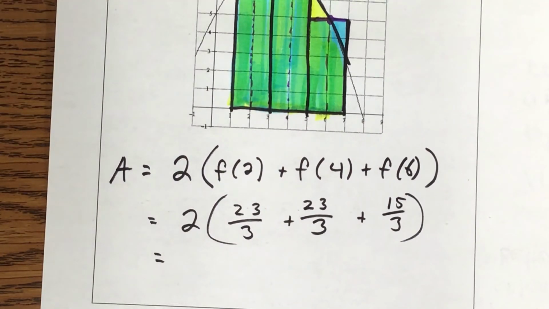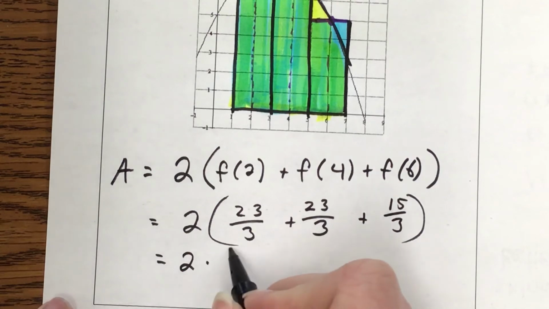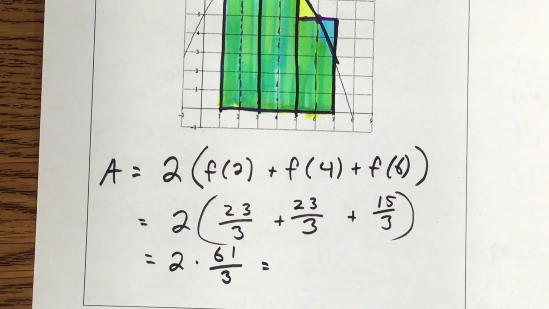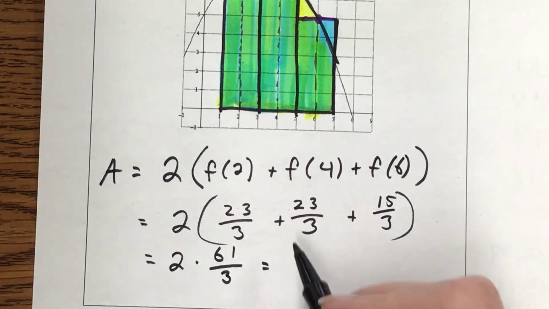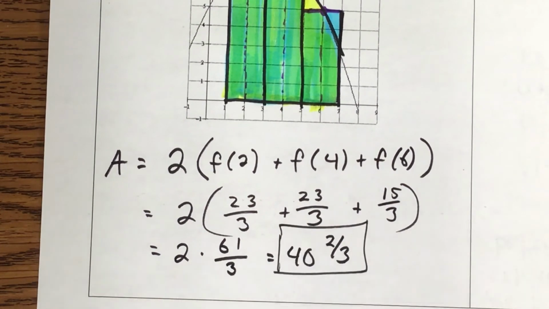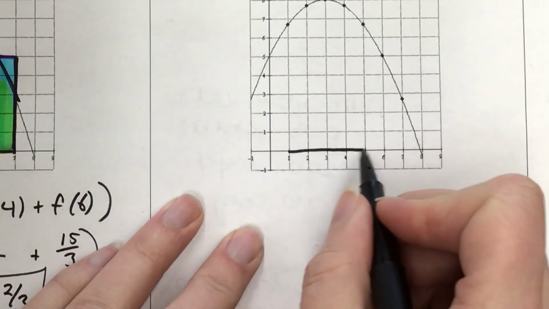Okay, 23 times 2 plus 15 is 61 over 3. So 2 times 61 over 3 is going to be 40 and 2/3. That's our best one yet. If our intervals have a length of 1 unit, so this same deal.